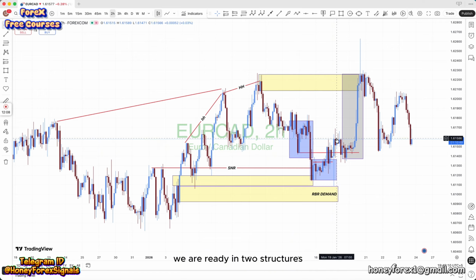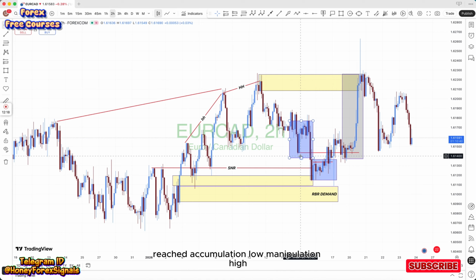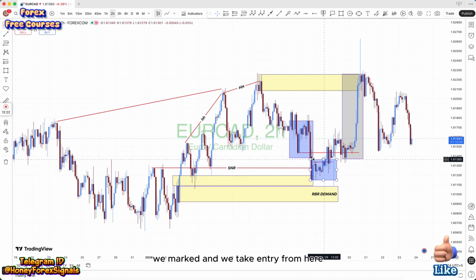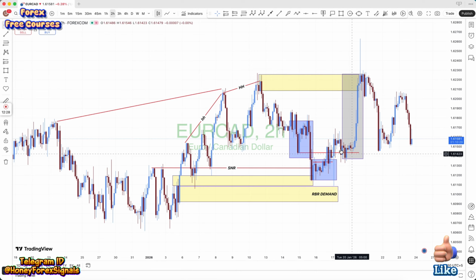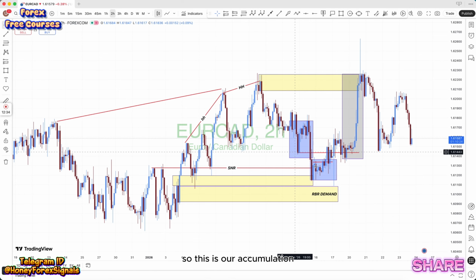We are ready in two structures. Understand, we take entry when the market reaches the accumulation low, manipulation high. We mark it and we take entry from here. Look at the line chart: when the market retests here, we take entry and go up. So this is our accumulation, manipulation and distribution.